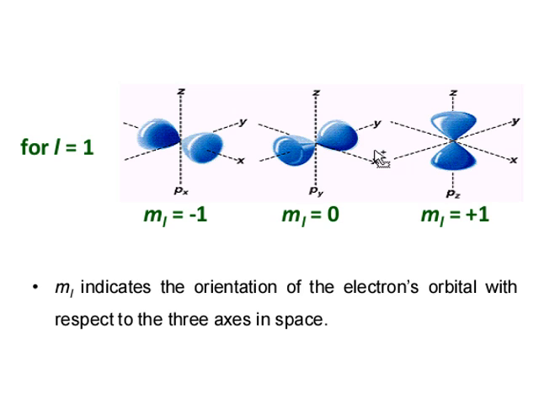So this is an example for L. L is 1, so you have -1, 0, and +1. This is the shape for -1. This is the shape for 0, where it sits on Y. The orbital sits on the axis of Y, while for ML equal to +1, the axis is on the straight of PZ. It describes the shape.